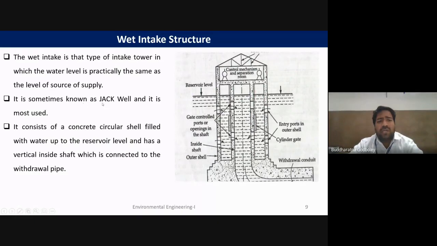It is sometimes known as jackwell and it is mostly used. इसको हम कई बार जैकवेल के नाम से भी इसको यूज करते हैं और मैक्सिमम टाइम पे हम इसको यूज करते हैं. Okay. It consists of a concrete circular shell filled with water up to the reservoir level and has a vertical inside shaft which is connected to a withdrawal pipe.